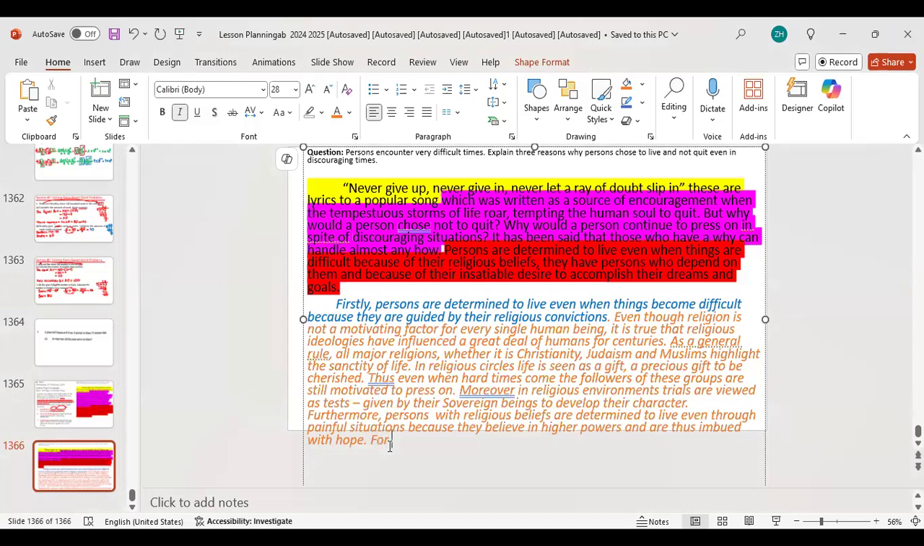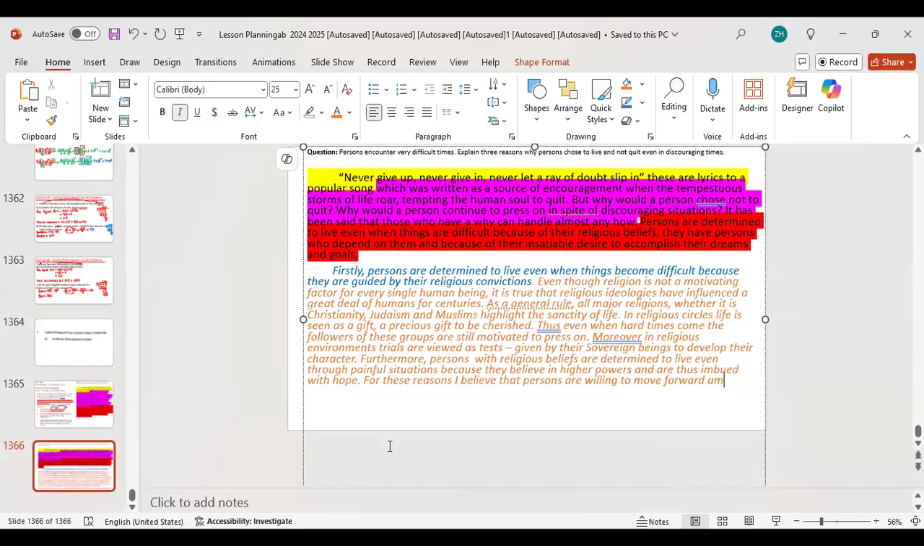For these reasons, I believe that persons are determined, persons are willing to press on, or to move forward, or persevere amid discouraging or daunting situations because of their religious beliefs. All right.